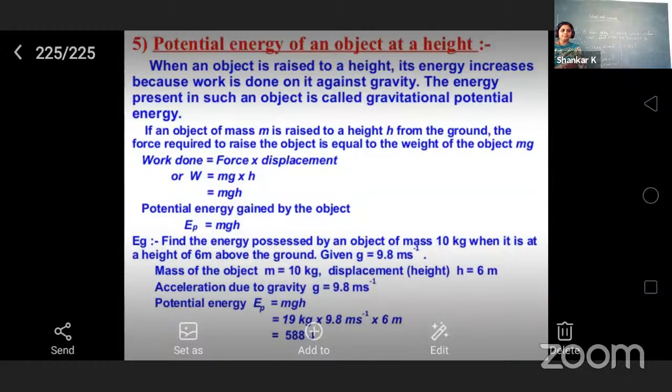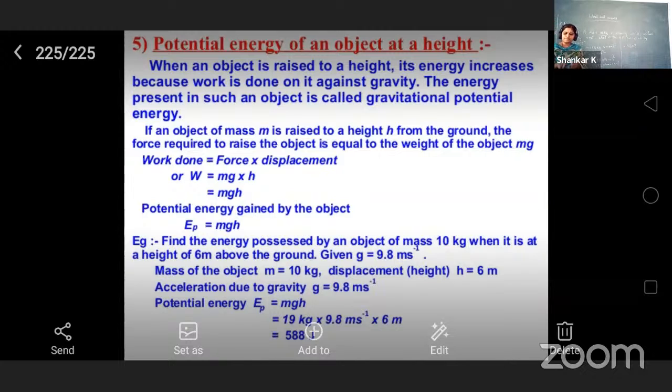So how can we form the formula here? Take an object of mass m raised to a height, meaning height from the ground. The force required to raise the object is equal to the weight of the object.